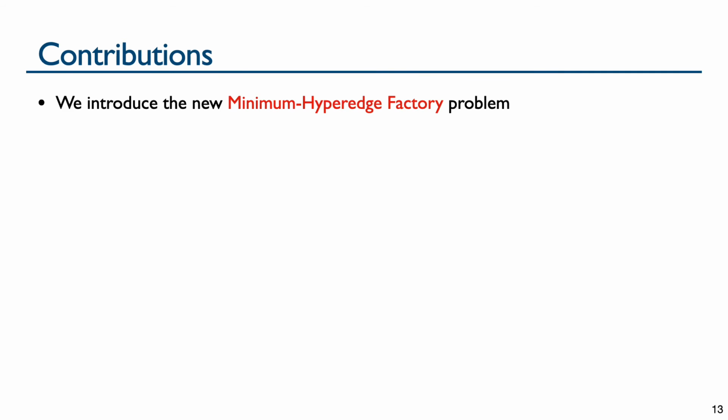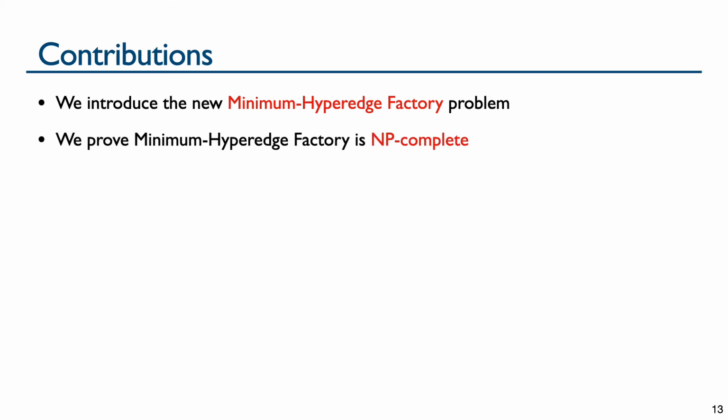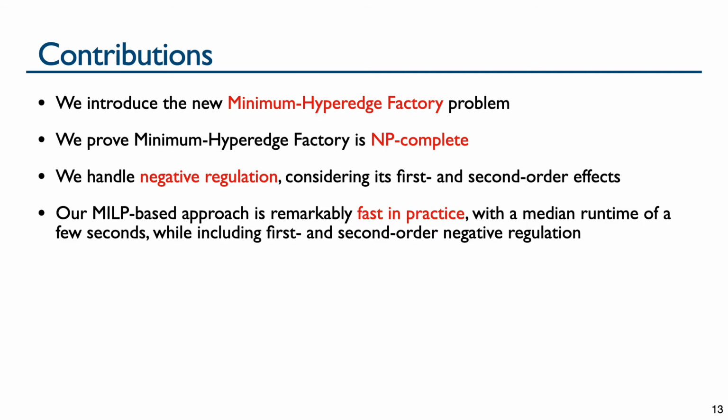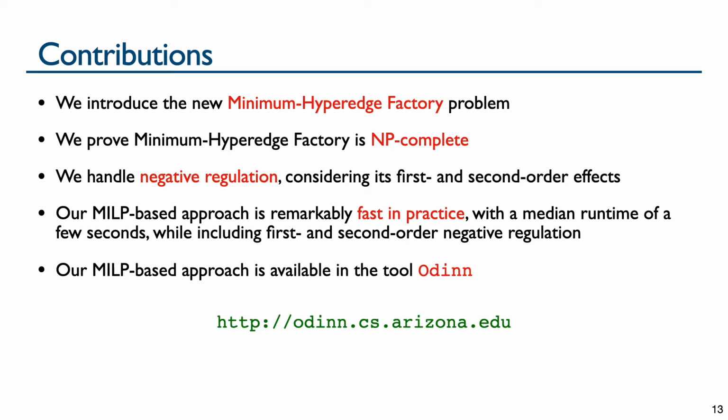To preview our contributions, in our paper we introduced the new problem of finding a factory from sources to targets using the fewest possible reactions, and we proved that the problem is NP-complete, or computationally difficult. We handle negative regulation for the first time in pathway inference, considering direct and indirect effects. Our approach based on mixed integer linear programming finds optimal factories remarkably fast, with a median runtime of only 3 seconds, even including the first and second order effects of negative regulation. Our approach is available in the tool Odin at odinn.cs.arizona.edu.